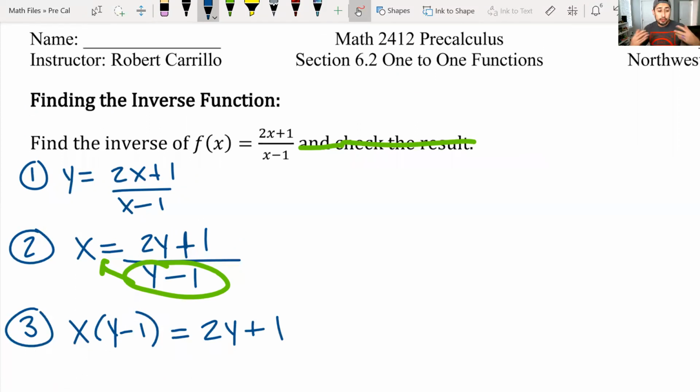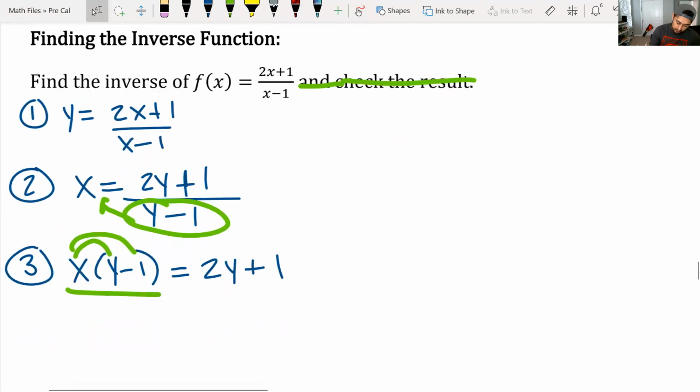Now, when we're going through this process, you must remember that we are solving for y. So now on the left side, for x times y minus 1, you are going to do the favorite thing you love to do as a math student, distribute. You guys love to distribute, so you're going to distribute here, even if it looks wrong. You got to roll with the process. So x and y, x and -1. So we are distributing. So xy minus x equal to 2y plus 1.